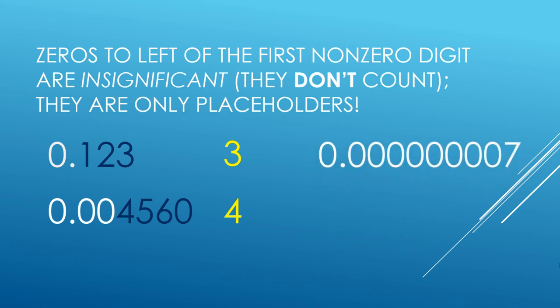Now, what about this one? This one has a lot of zeros in the front, but they're all to the left of the first non-zero digit. So none of those zeros are significant, but the 7 is because it's a non-zero number. So there is 1 significant figure in this number.